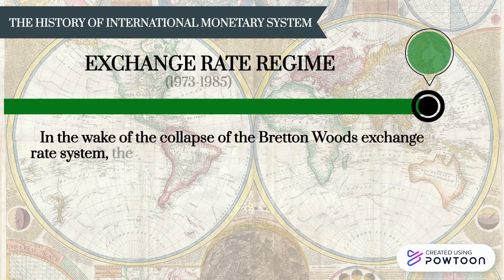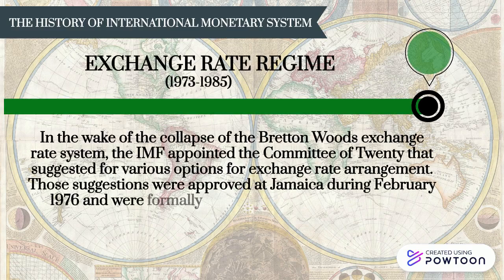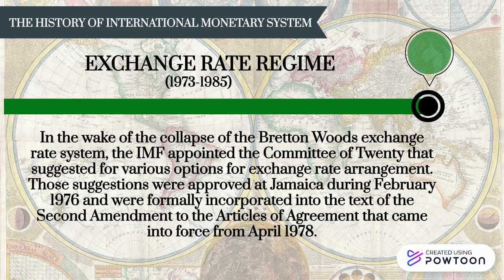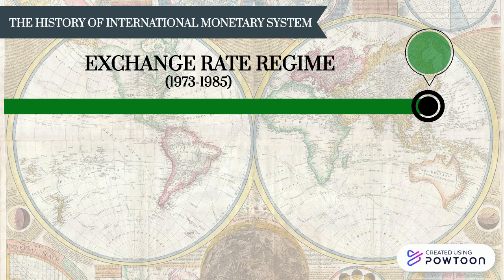Exchange rate regime, 1973 to 1985. In the wake of the collapse of the Bretton Woods exchange rate system, the IMF appointed a committee of 20 that suggested various options for exchange rate arrangement. Those suggestions were approved at Jamaica during February 1976 and were formally incorporated into the text of the Second Amendment to the Articles of Agreement that came into force from April 1978.